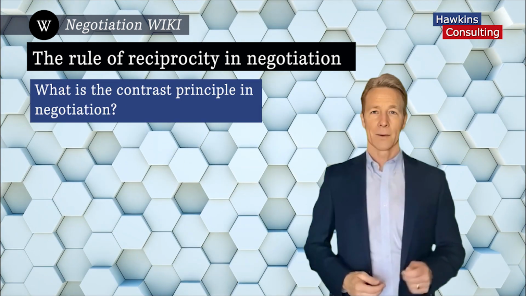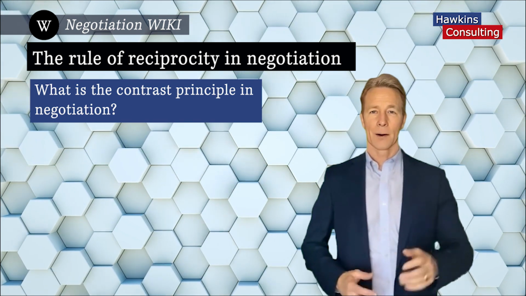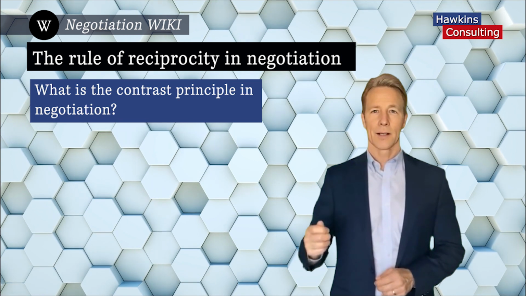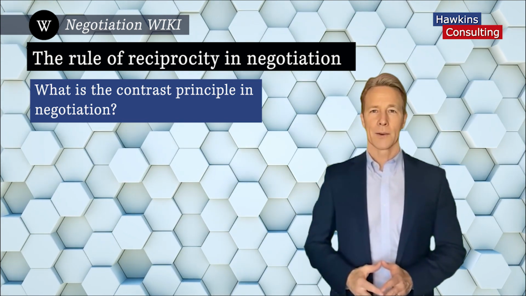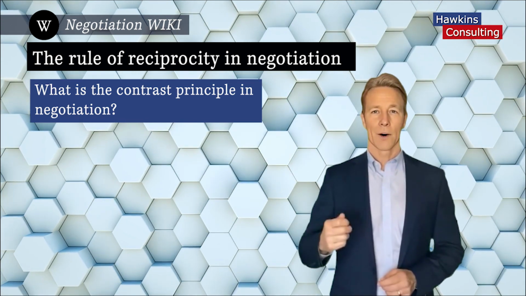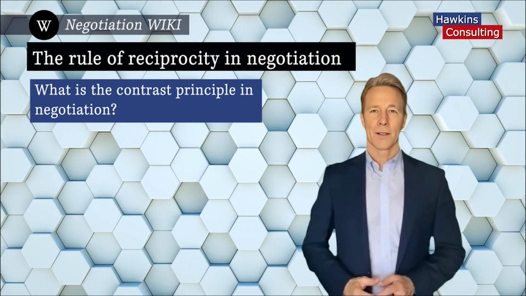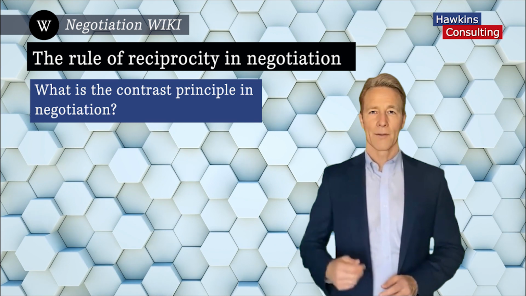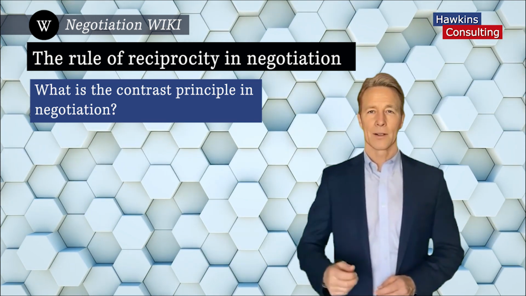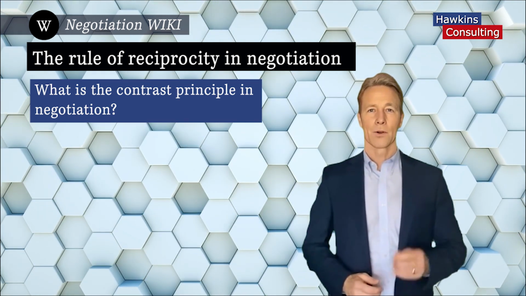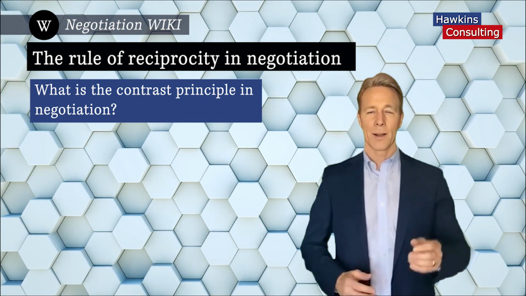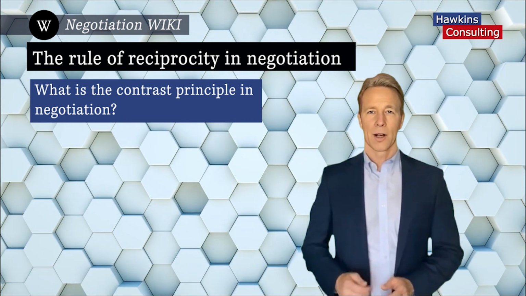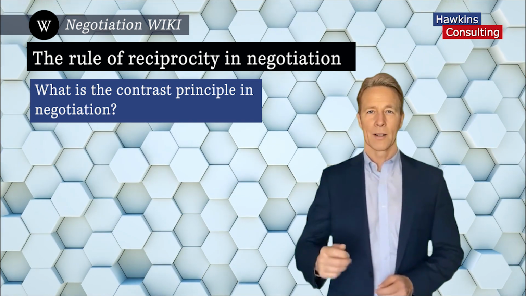The contrast principle in negotiation refers to the technique whereby one party makes an offer that is deliberately unattractive or exaggerated to get the other party to accept what appears to be a better offer. You can apply this principle in different ways. For example, a salesperson who wants to sell an expensive product may first show the customer an even more expensive product to make the next offer seem more attractive.